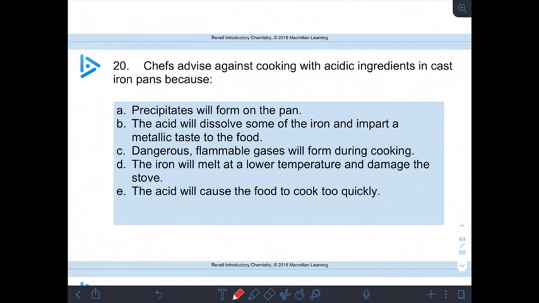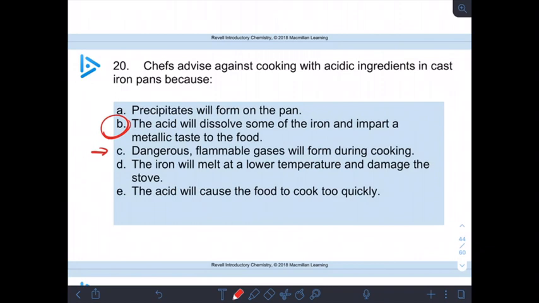So this is a bit of an odd question, but let's think about this. What happens when we put metals with acids? The metal gets dissolved and we generate hydrogen gas. Most of the time cooking utensils, pots and pans, these days are made out of Teflon materials and all kinds of things that protect the metals. But talking about cast iron pans, there's no protection on there. So what happens if you put acid with bare iron? You will dissolve your iron. Okay, a little bit of flammable gases, but in very small quantities.